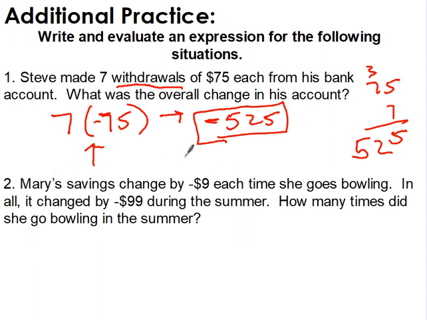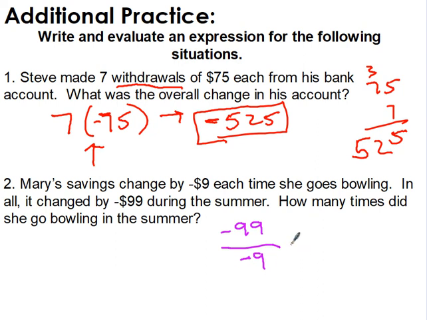Okay, so Mary's savings changed by negative $9 each time she goes bowling. In all, it changed by negative $99 during the summer. How many times did she go bowling in the summer? Because it's going down $9 each time, and overall it changed by negative $99, this is division. I'm doing the total amount that she spent divided by each time to figure out the number of times she went. So the change was negative 99 total, and we're dividing that by each time, which was negative 9.